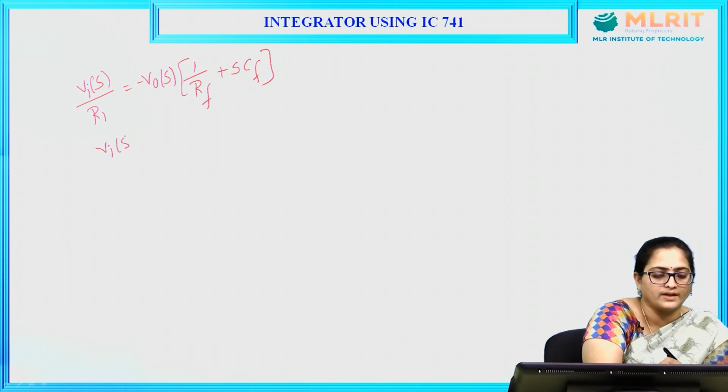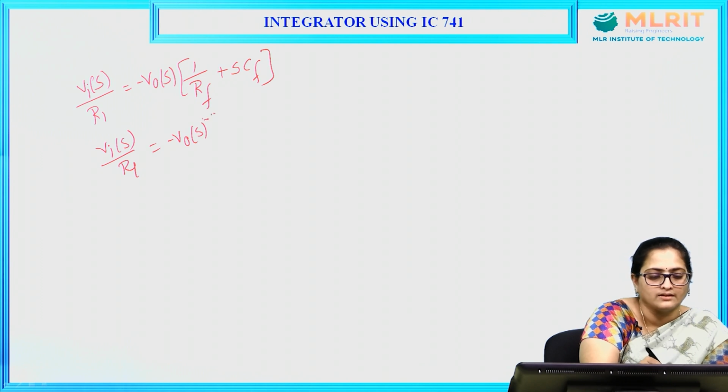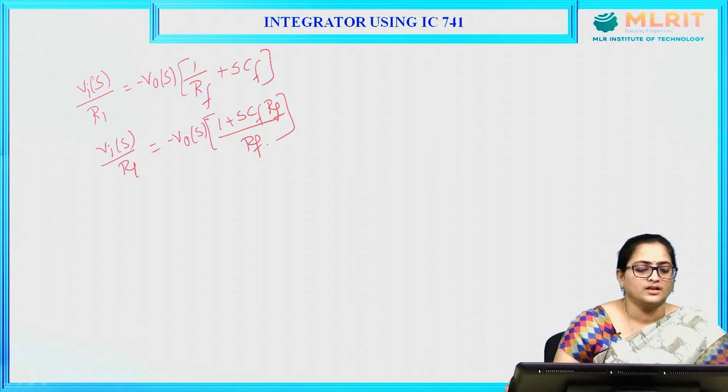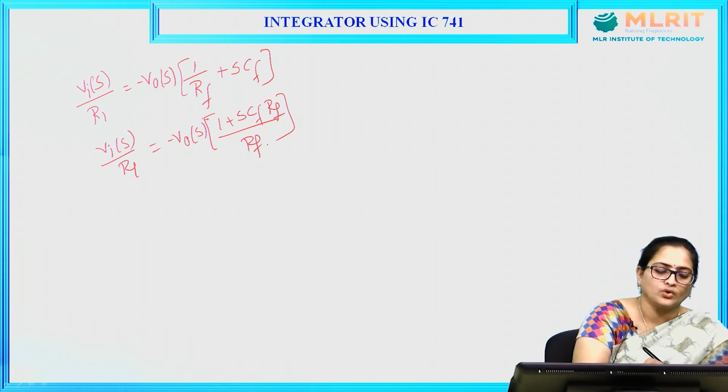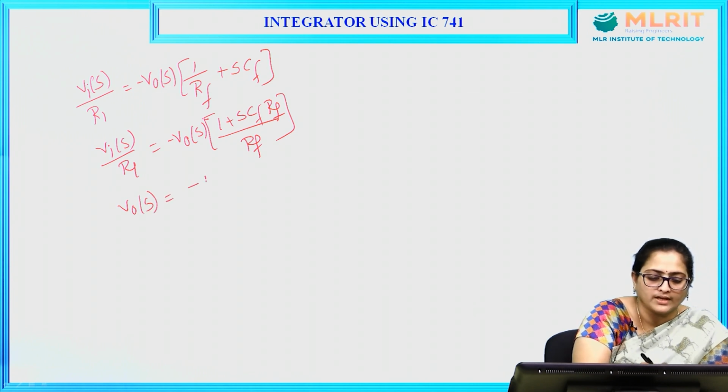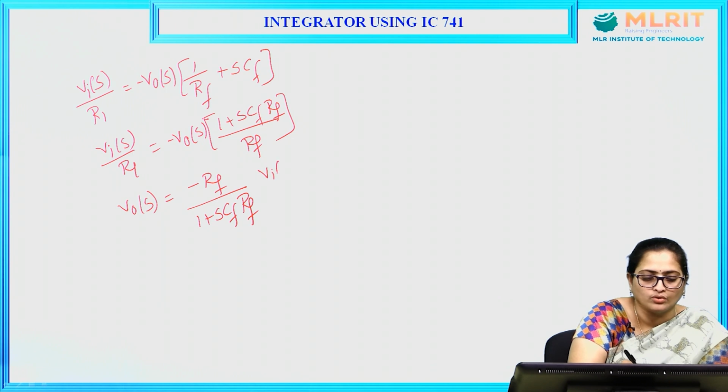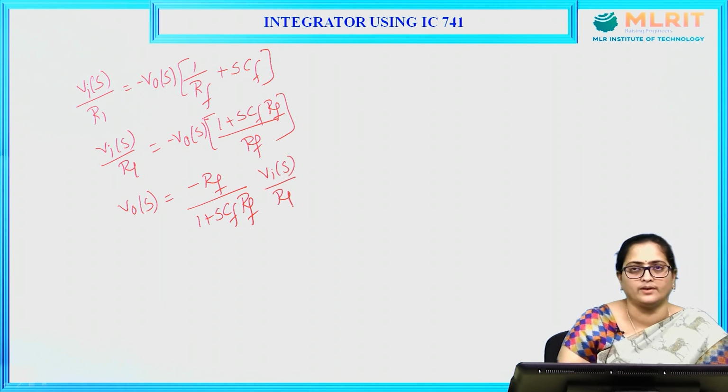So Vi(s)/R1 = -Vo(s)(1 + s·CF·RF)/RF. So Vi(s)/R1 = -Vo(s)(1 + s·CF·RF)/RF. We want this expression in terms of Vo(s). So Vo(s) can be given as -RF/(1 + s·CF·RF) times Vi(s)/R1.